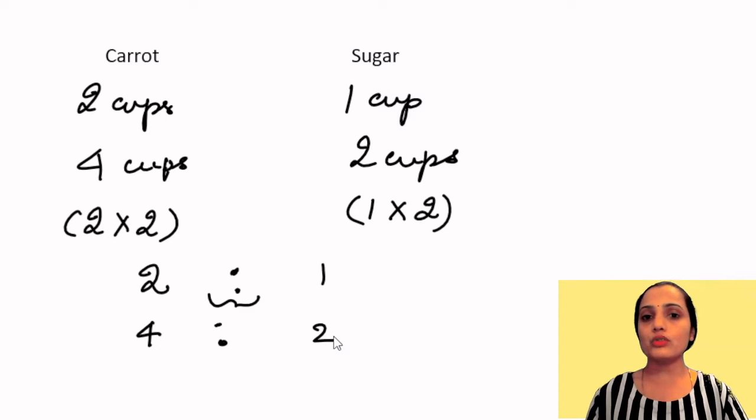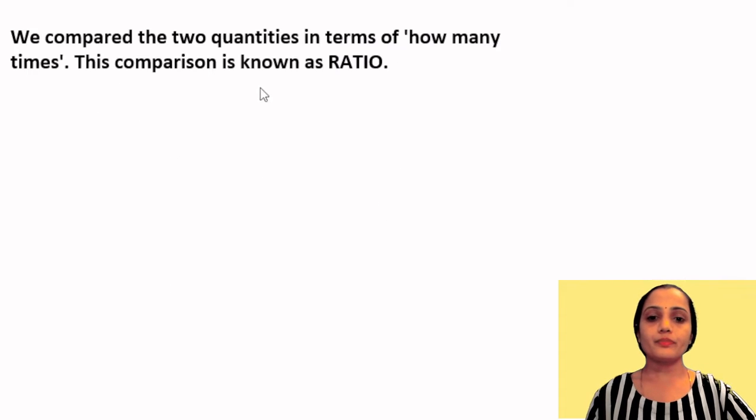The second most important thing to understand in ratios is that both the quantities have to be in the same units. We have 2 cups of carrot and 1 cup of sugar. We don't have two different quantities. We always need to express them in the same units.